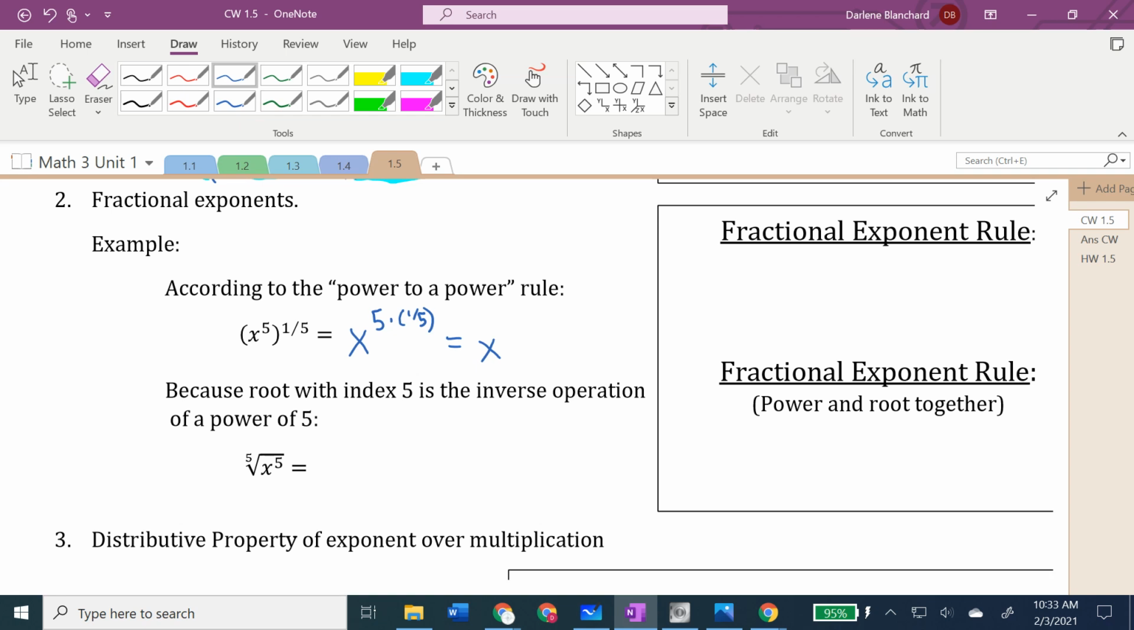What is 5 times 1/5? 1. You got it. Now, if you have x to the 1 power, you don't really need to write the exponent, so that's just x.